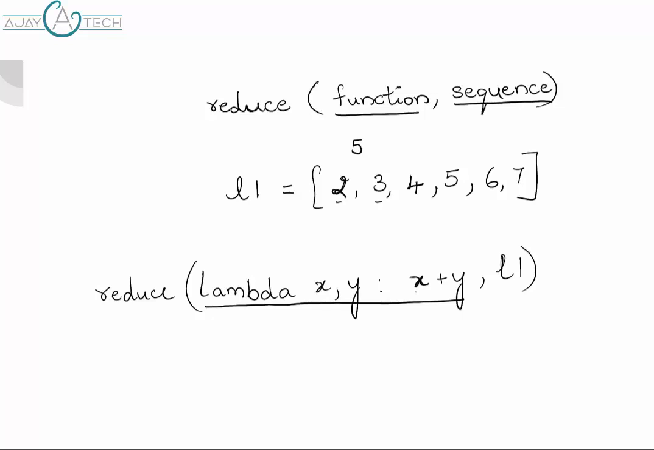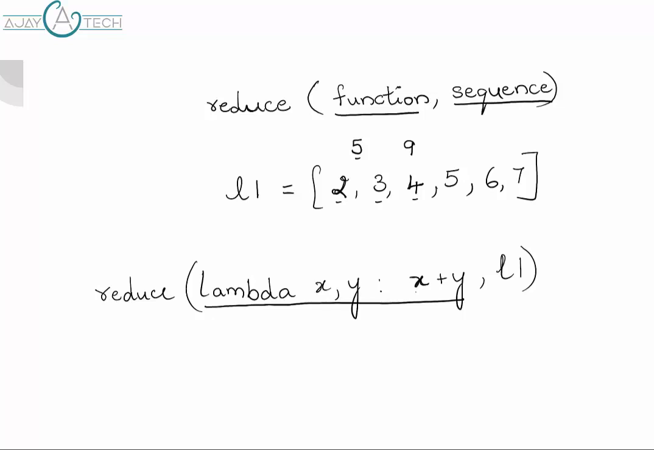So 2 plus 3 is 5. And in the next step, the same function is applied on the intermediate result and the element at the second index, and the intermediate result is again stored. So this time 5 plus 4 is 9, and this intermediate result is stored again.